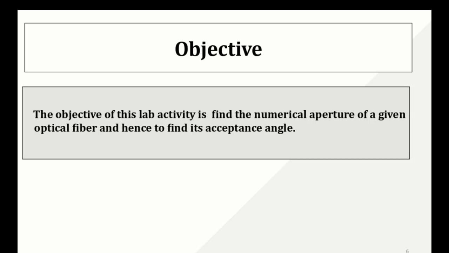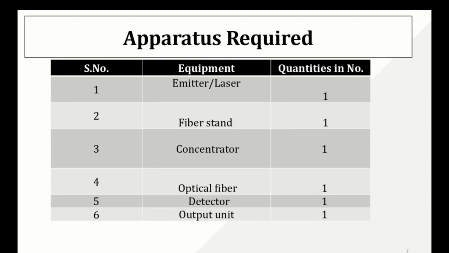So there must be some acceptance angle that each optical fiber has. Using this experiment, we find what acceptance angle you can give to a particular optical fiber. So this is the experiment that we will perform today, and these are the apparatus required to perform it.